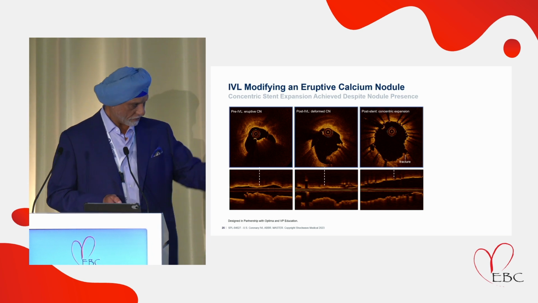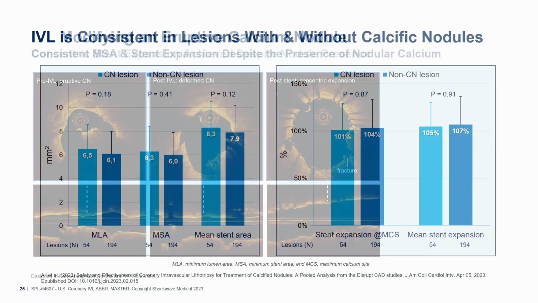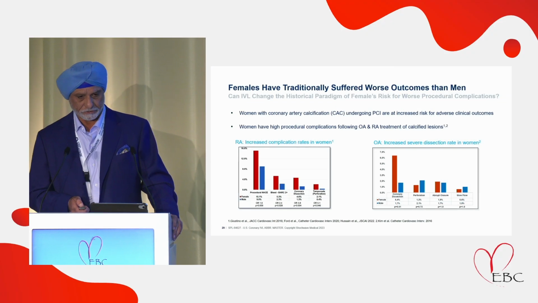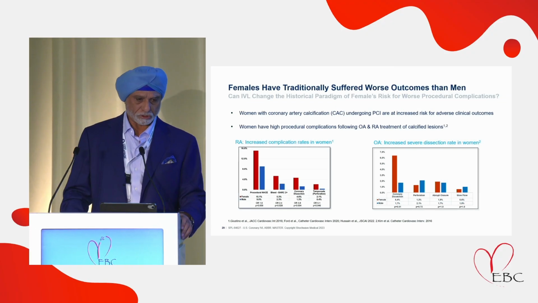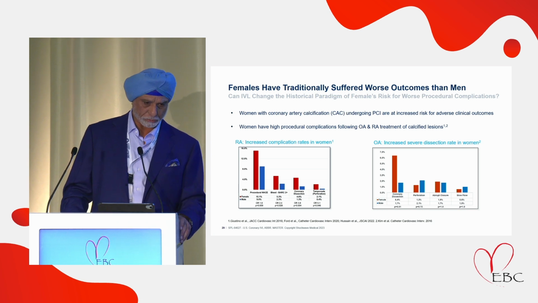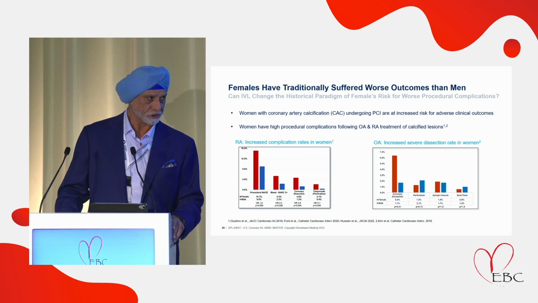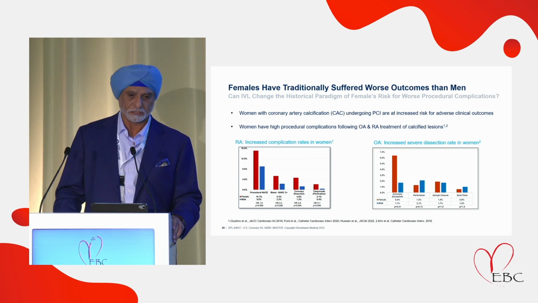Orbital, like Beatriz showed, has promise. So I'm just going to jump over this. I'm going to show the cases real quick here. Gender differences, I was going to talk about. If you see rotational and orbital, males and females are very different. There is a high complication rate when you do atherectomies in females.